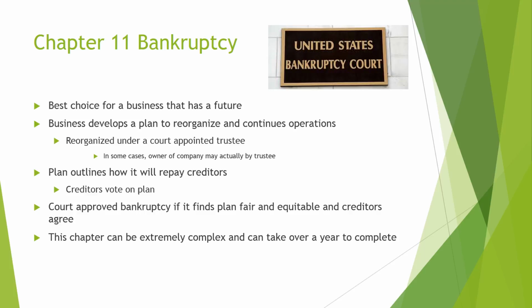A plan, they're basically trying to create a plan that outlines how it's going to repay its creditors. Creditors will vote on the plan, and a bankruptcy court will either approve it if they find it fair and equitable, or they'll send it back for reorganization. Another thing that the judge will look at is whether or not the creditors see this as a mutually beneficial decision. This chapter in the bankruptcy code can be extremely complicated and can take over a year to complete. Most of them can take up to 2 years.